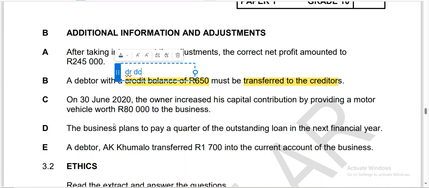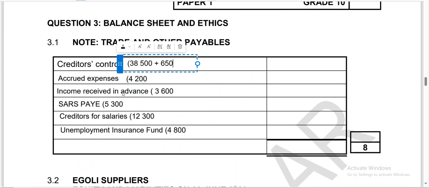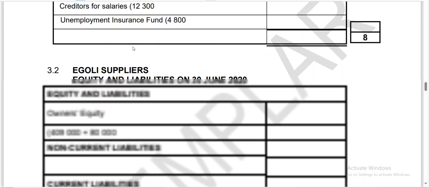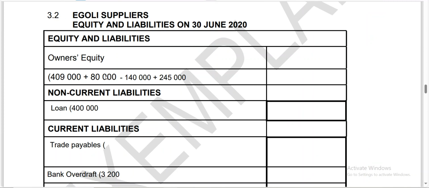Next, they are saying that on 30 June, the owner increased his capital contribution by providing a motor vehicle worth 80,000 to the business. So this owner increased his capital contribution by bringing a car that is worth 80,000 to the business. So it's going to be additional capital during the year.